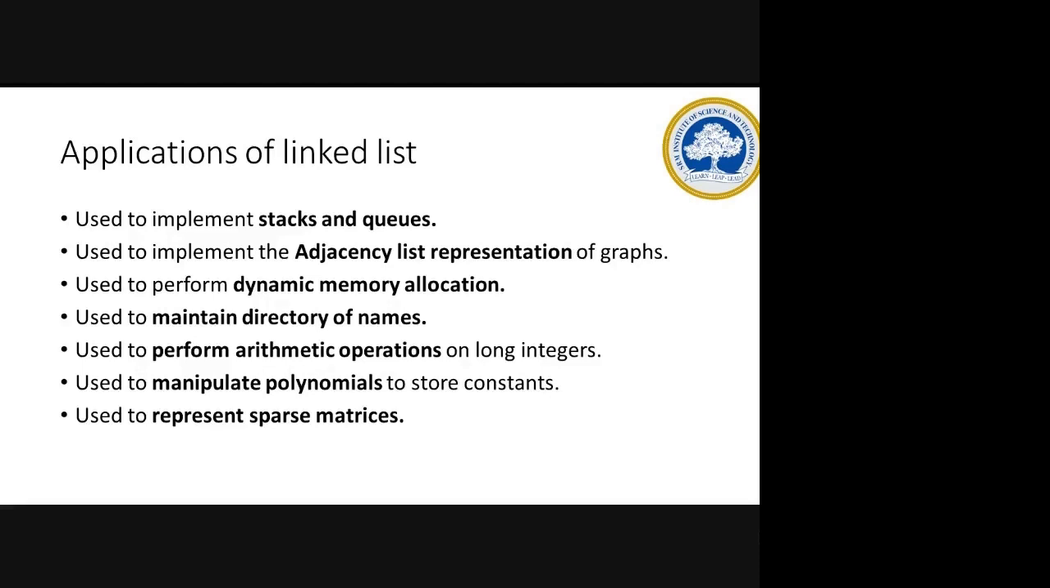Then normally the dynamic memory allocation is performed here. Then if any names are to be maintained, like a sublist, that can be maintained. Then in arithmetic operations, then in polynomial, that only we are going to see now. And even in sparse matrix also, I told you.